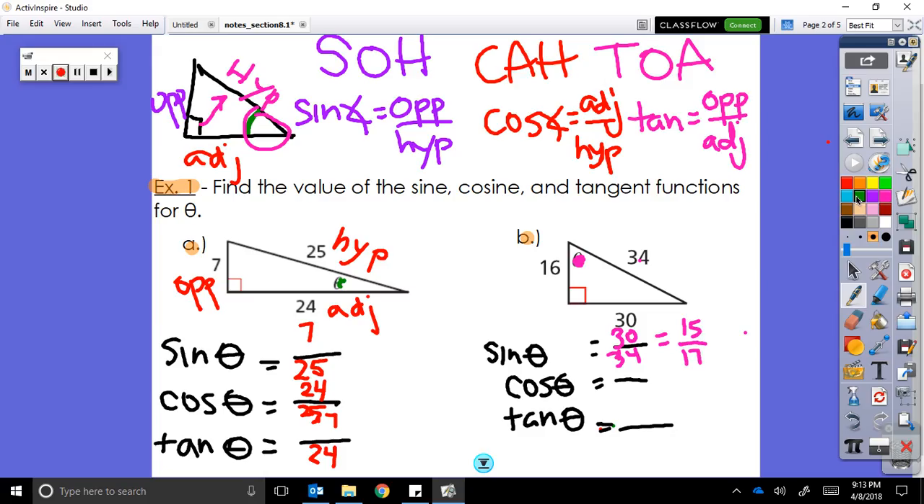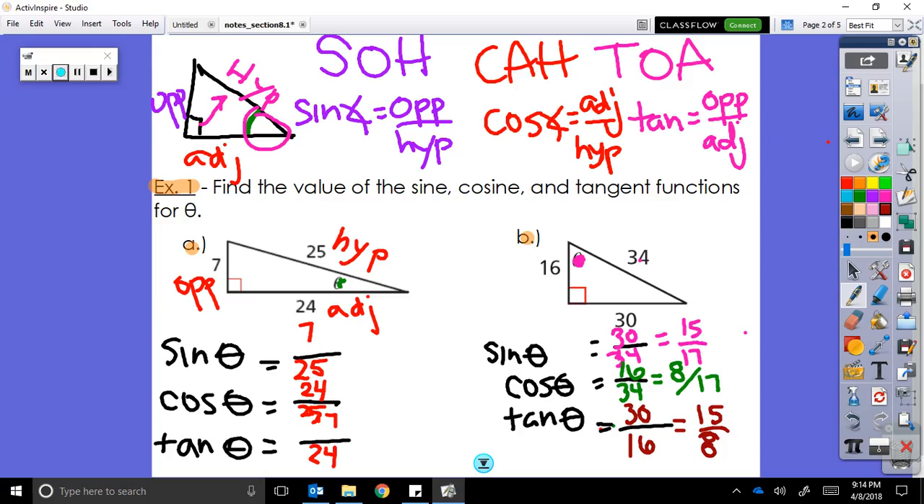Okay. Next I have cosine. The adjacent is 16 over the hypotenuse is 34, which when I reduce that, it's 8 over 17. And then my last fraction is opposite over adjacent, or 30 over 16, which reduces to 15 over 8. So I hope that we remember that from geometry.